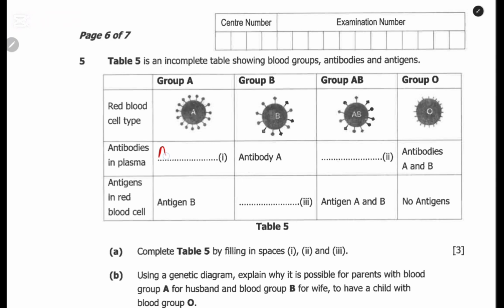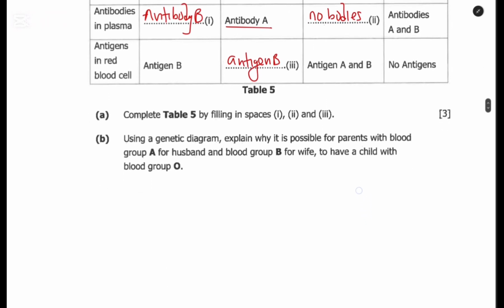So this one produces antibody B. Then here produces antibody A. It was already given. Here, what antibody? No antibodies, because this one has both A and B. Okay, no antibodies. Then here, what antigen for B? It is antigen B. All right.